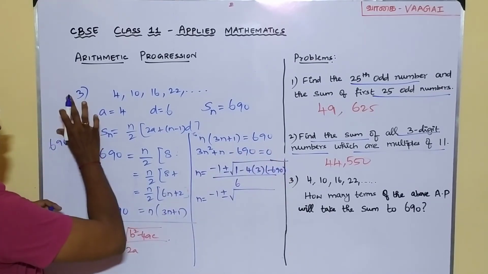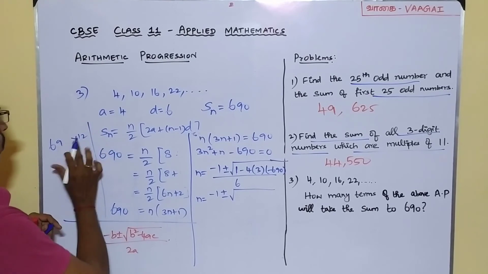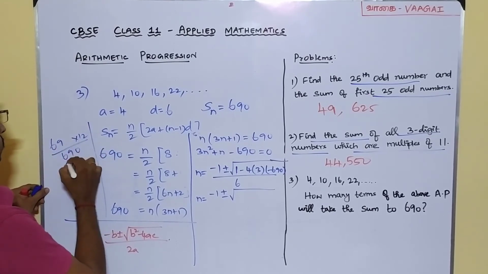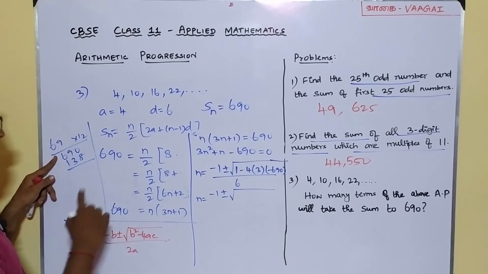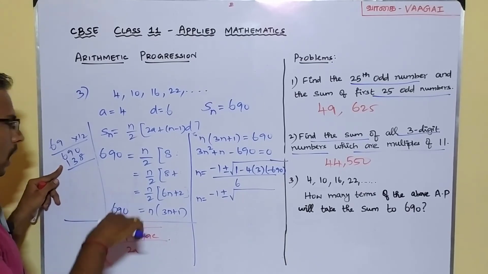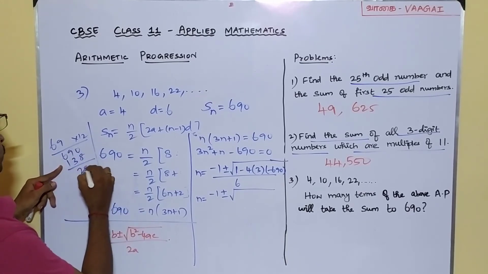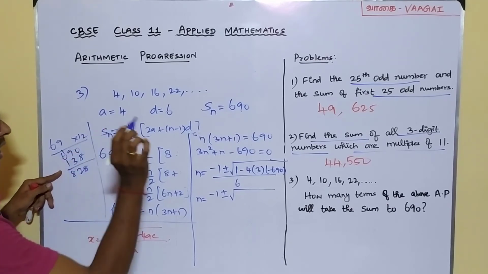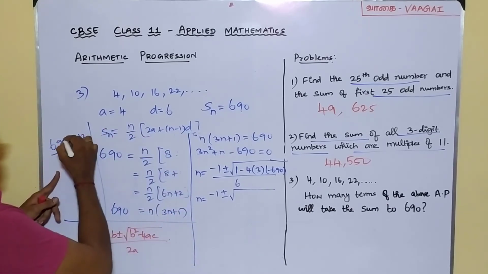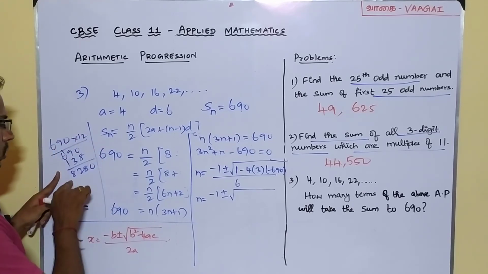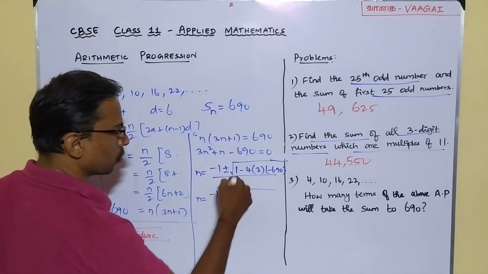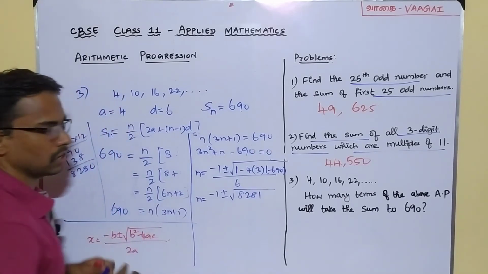So 690 into 12. First let me start with 69 into 12. So I'll be getting 690 plus 138. I hope it is clear to you because I've taken 69 times 10 and 69 times 2. I'm going to add both so that I'll be getting 828. So 690 times 12 would give you, add one more 0 here, 8280, which plus 1 would give you 8281. I hope it is clear to you.